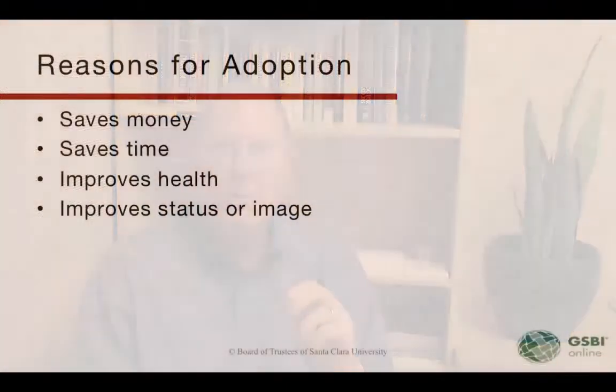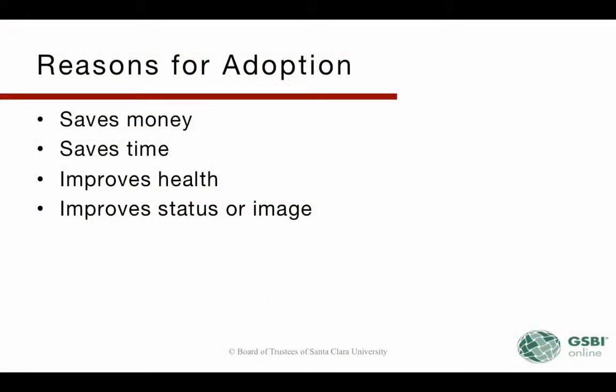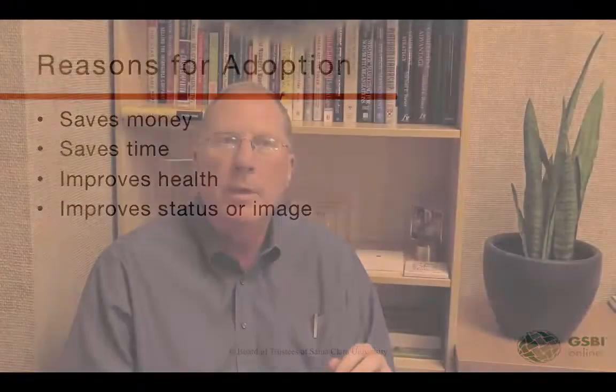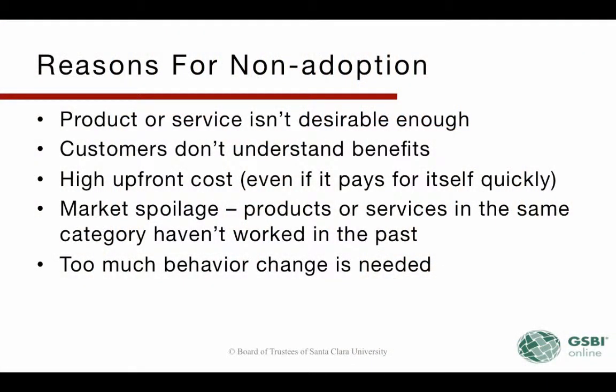So what you then want to do is capture the reasons for them to adopt your product or service. Simple things like it could save them money, or it could save them time, or improve their health, or a more aspirational thing, improve their status or their image. But there are always an equal number of powerful things for them not to adopt. So clearly, if the product is not desirable, or if they don't understand the benefits of the product, so why is it that it improves my life?